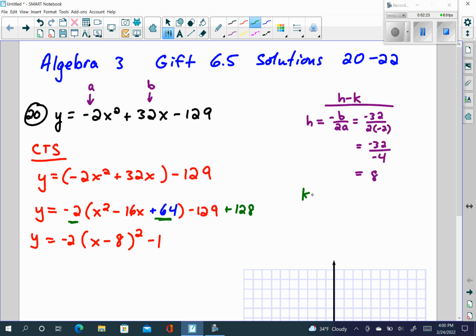Then we want to find k, so make sure we label k is equal to. All we have to do is substitute 8 back into the function. So we're going to have -2 times 8 squared plus 32 times 8 minus 129. 8 squared is 64. 64 times -2 is -128. 32 times 8: 8 times 2 is 16, carry the 1, 8 times 3 is 24 plus that 1 is 25. So 256 minus 129.